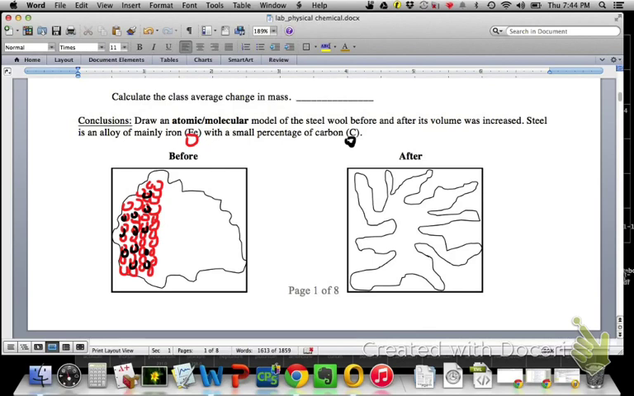So because the after picture is still a solid, we're going to want to draw those iron atoms and carbon atoms tightly packed, just like you would in a regular old solid.